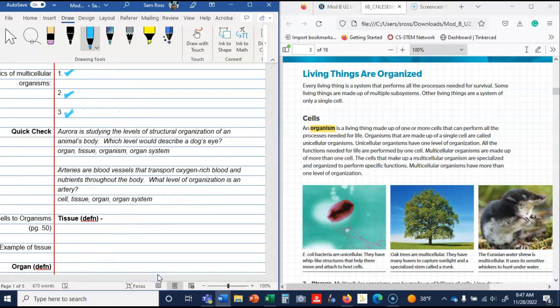And now we're on our first quick check. It says Aurora is studying levels of structural organization of an animal's body. Which level would describe a dog's eye? Is it organ, tissue, organism, or organ system? It's going to be organ.